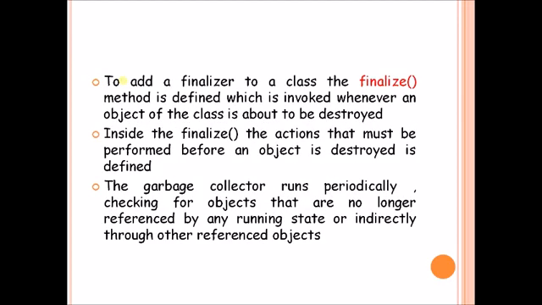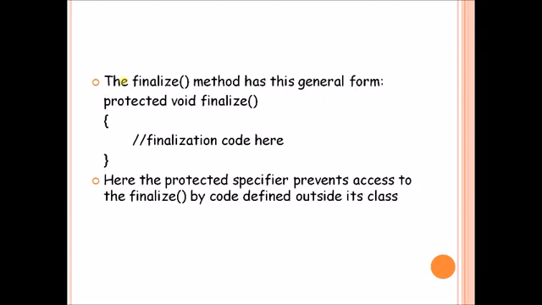To add a finalizer to a class, the finalize method is defined, which is invoked whenever an object of the class is about to be destroyed. Inside the finalize method, the actions that must be performed before an object is destroyed are defined. The garbage collector runs periodically, checking for objects that are no longer referenced by any running state or indirectly through other referenced objects. So the finalize method has this general form.